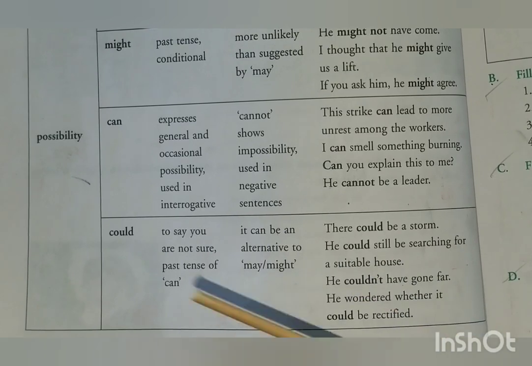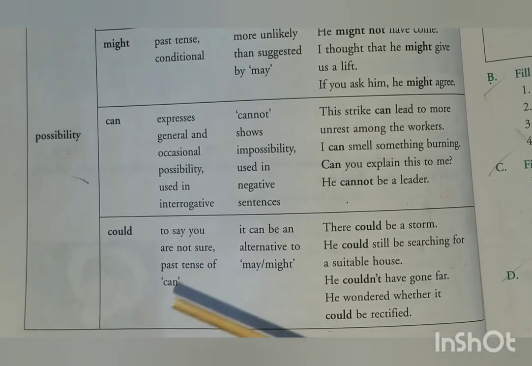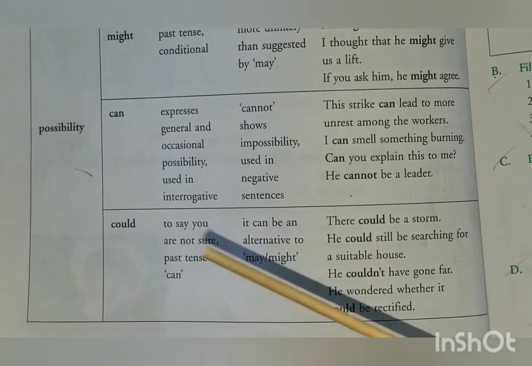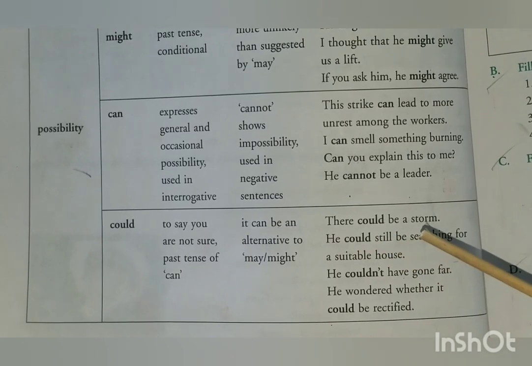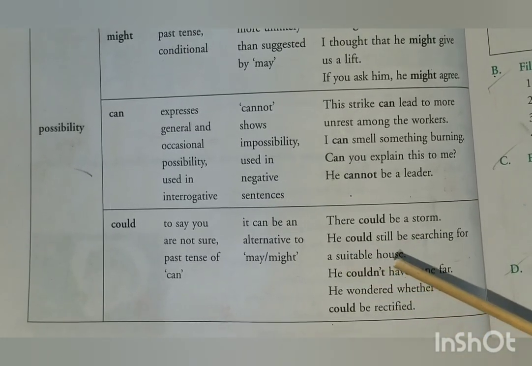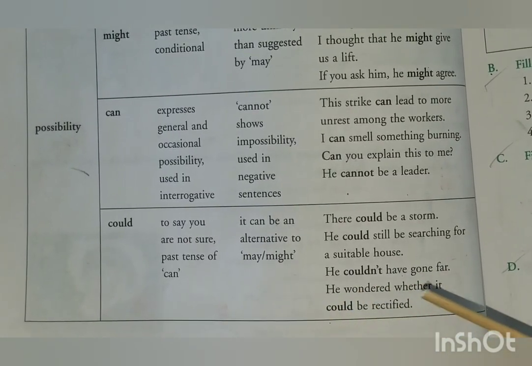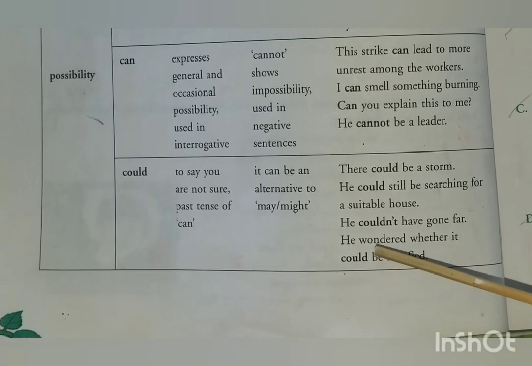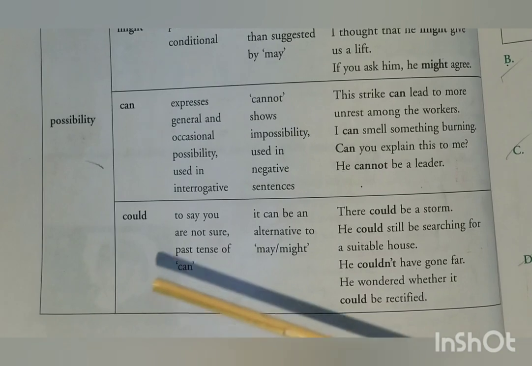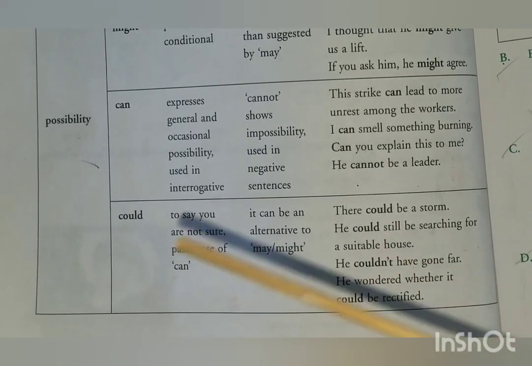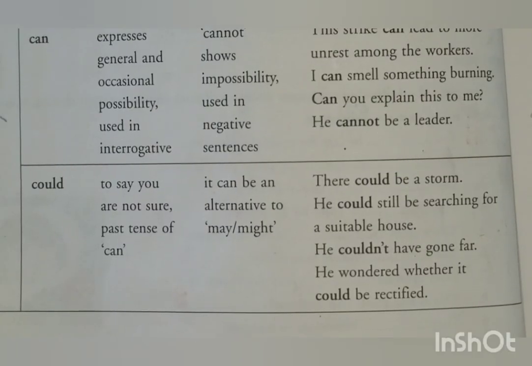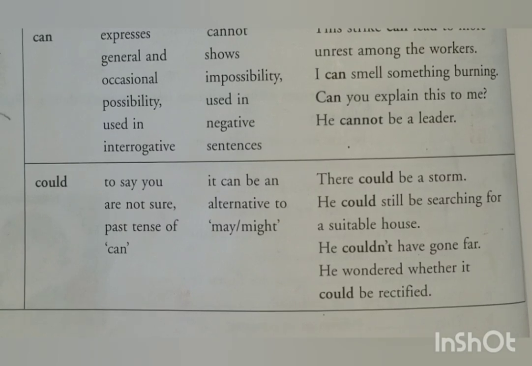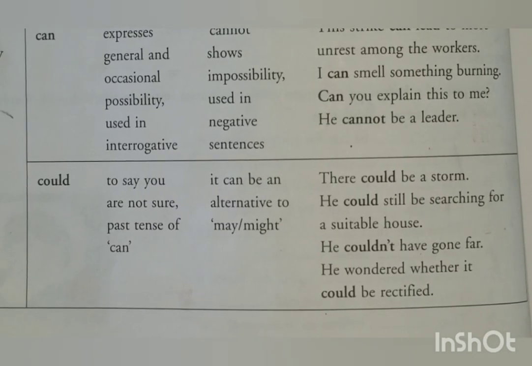It's a negative possibility. Could, to say you are not sure, past tense of can. It can be an alternative to may and might. Okay, possibility ke liye could ko hum may or might ke alternate ke taur pe bhi use kar sakte hain. There could be a storm. He could still be searching for a suitable house. He couldn't have gone far. He wondered whether it could be rectified. In these four sentences, we see that there is a possibility and could is the substitute for may and might. So could is used here for the possibilities and for those sentences in the past where you were not sure what happened. So you are talking about the past possibility that had happened.